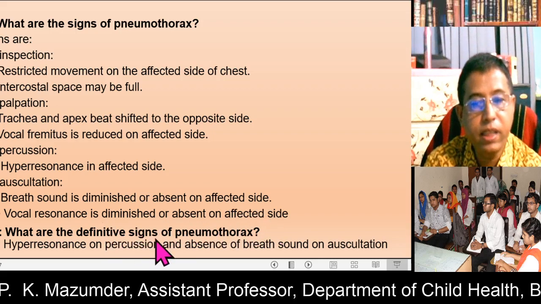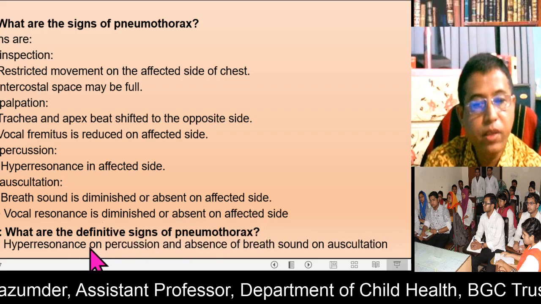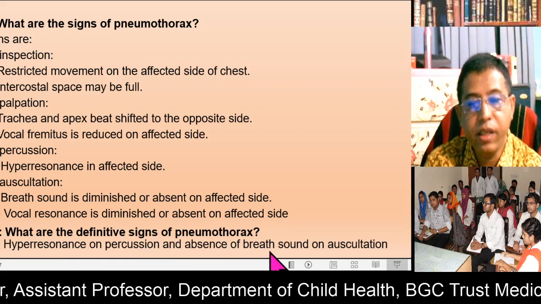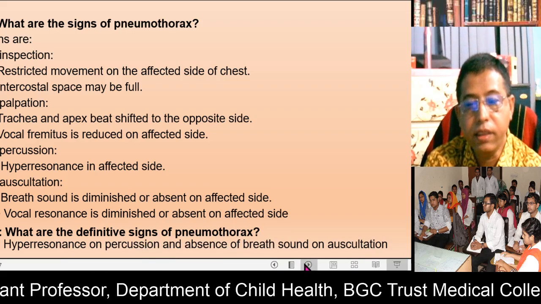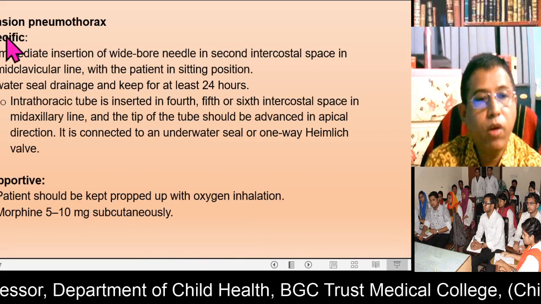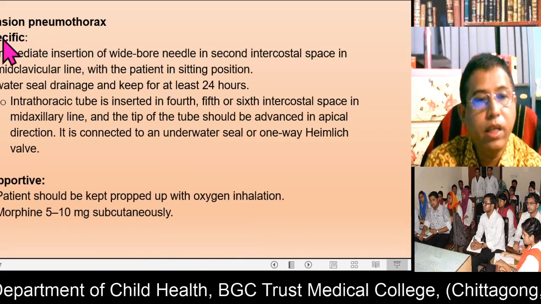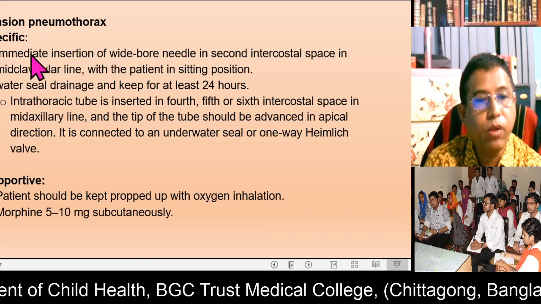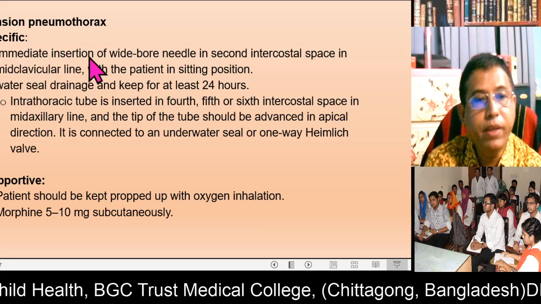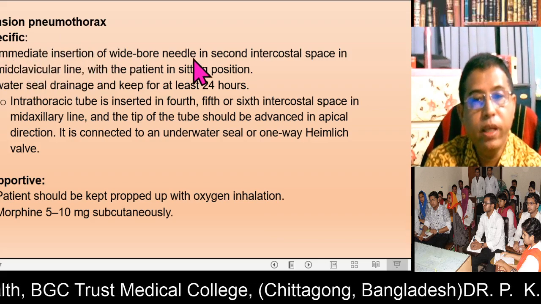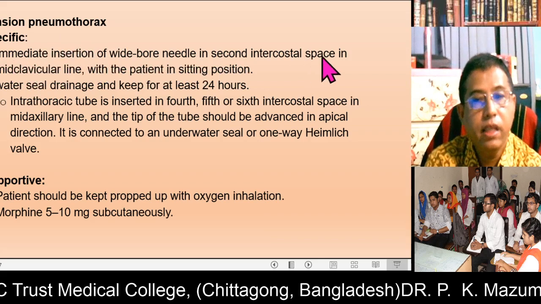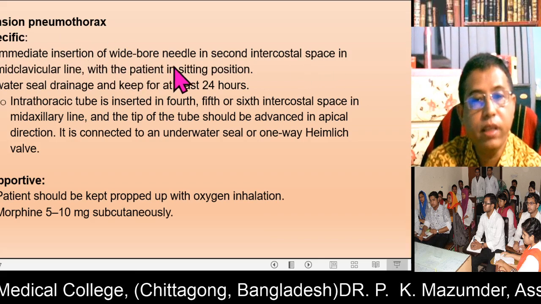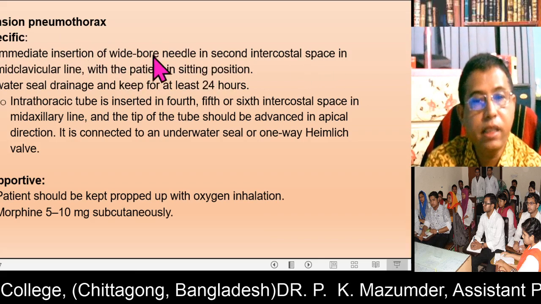And what are the definitive signs of pneumothorax? It is the hyperresonance on percussion and absence of breath sounds on auscultation. Now, how can you treat the tension pneumothorax? Specific treatment: immediate insertion of a wide bore needle in the second intercostal space in the mid-clavicular line with the patient in sitting position. It is asked in the viva board.